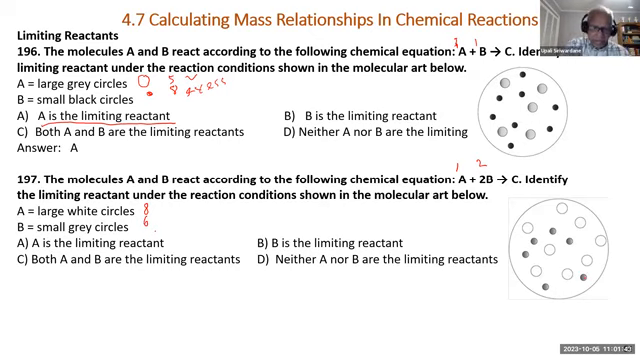Now it requires 1-to-2. If you look at 1-to-2, which is in excess? 8 requires 16. You have only 6. Therefore, this is limiting. Therefore, B is the correct answer.